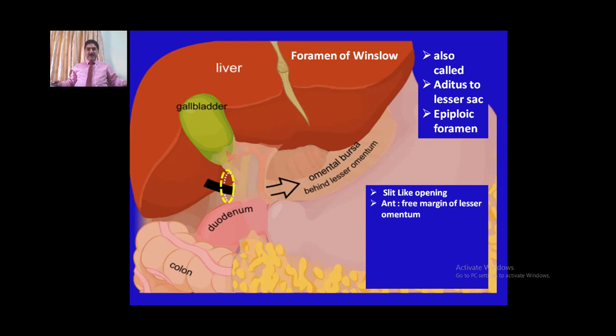Its anterior boundary is formed by the free margin of the lesser omentum. Inferior boundary is formed by first part of the duodenum. Superiorly there is caudate lobe of the liver, and posteriorly there is inferior vena cava. So it is said that the epiploic foramen lies between the two great veins. Anteriorly there is portal vein, and posteriorly there is inferior vena cava.